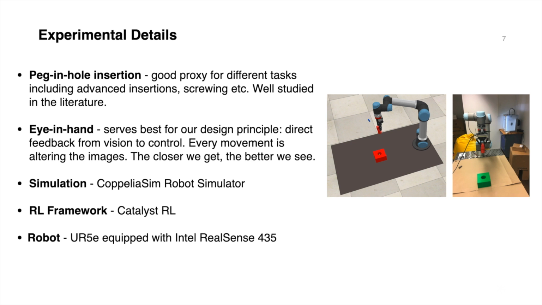We have chosen peg-in-hole insertion because it's a good toy task which transfers well to more advanced assembly challenges. We are also convinced that vision from the eye-in-hand perspective is the most natural state representation for our task. We use CoppeliaSim Simulator as the environment and take advantage of Catalyst RL as our deep reinforcement learning framework. The robot in the image is UR5E equipped with a RealSense camera.